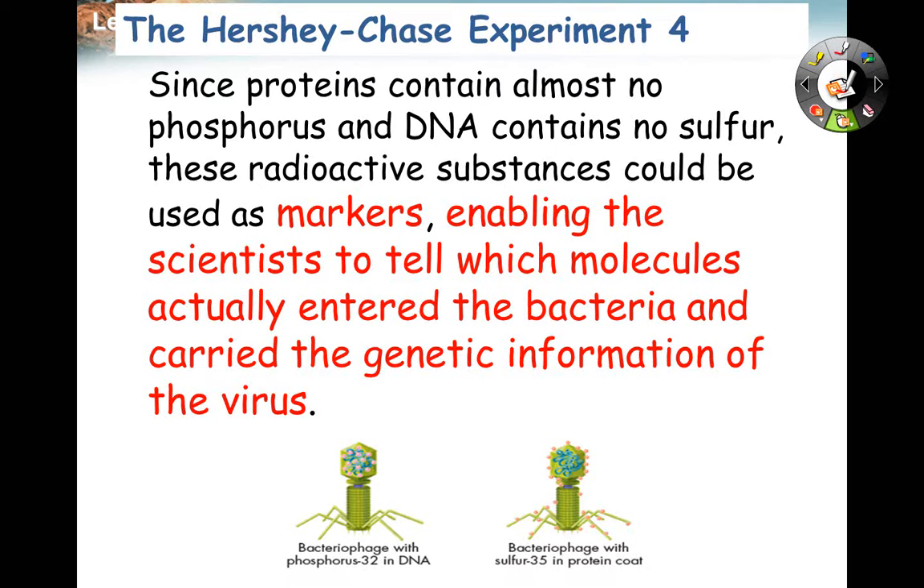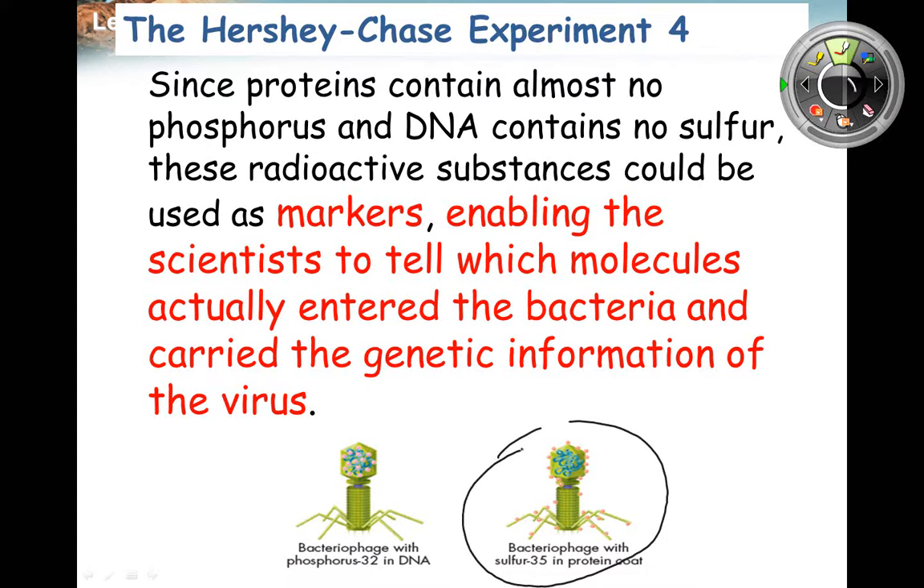So in your notes, ladies and gentlemen, if you look at the bottom here, the bacteriophage with all the dots on the outside, that's the one that is marked with sulfur-35. And the one that has the dots on the inside is where the DNA is. So in the pictures that are on tests and quizzes, you'll see bacteriophages marked with dots either on the outside or on the inside. And when you see that, it's based on these markers. The markers on the outside have to do with sulfur-35. The dots on the inside are phosphorus-32.